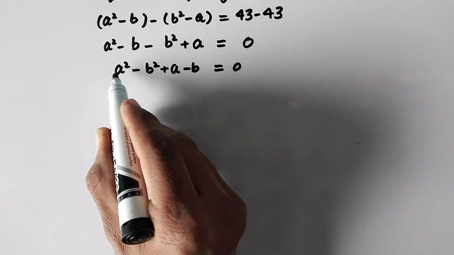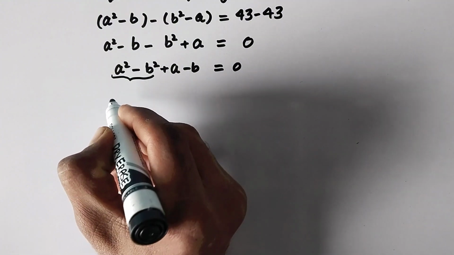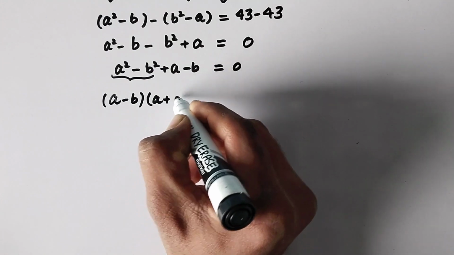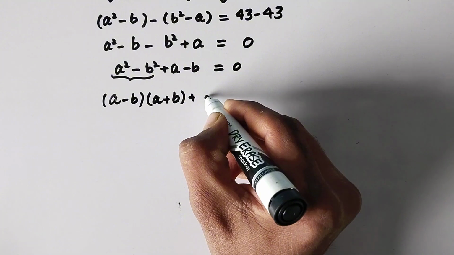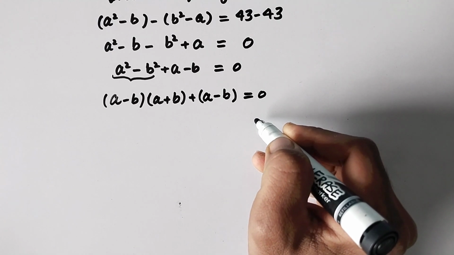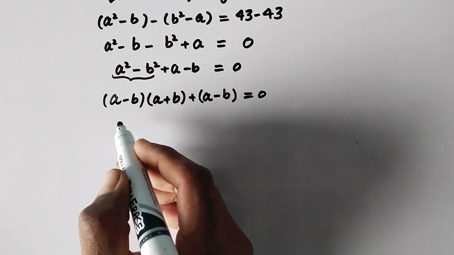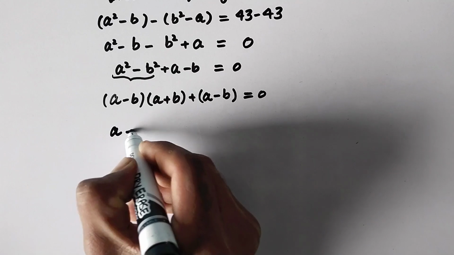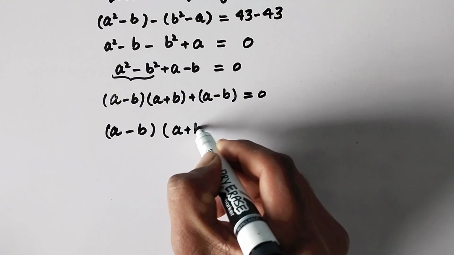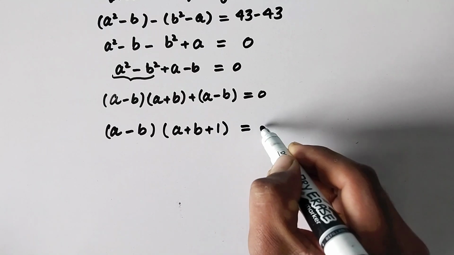And now here we can see that we can apply an algebraic formula. So this will be equal to (a minus b) into (a plus b) plus (a minus b) equal to 0, and we can see that a minus b is here and also here, so it will be common. Therefore it will be equal to (a minus b) into (a plus b plus 1) equal to 0.